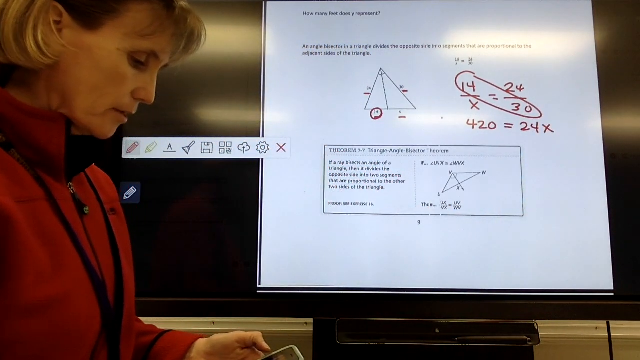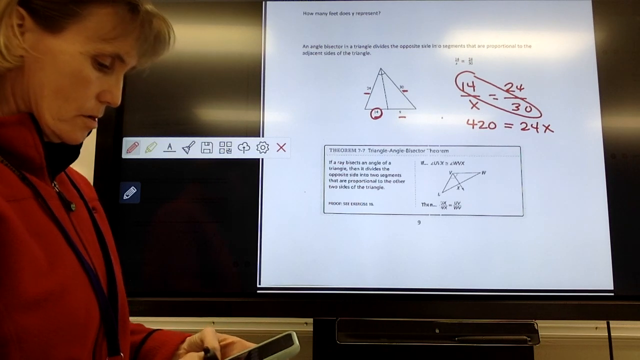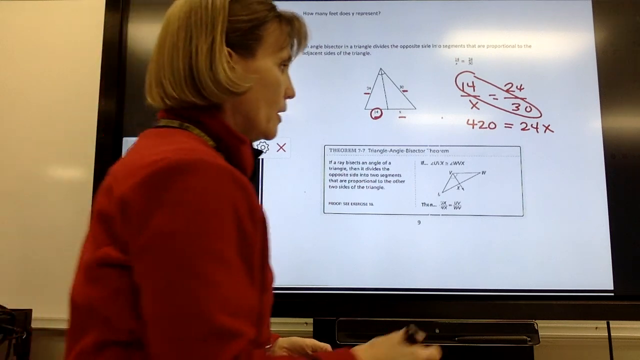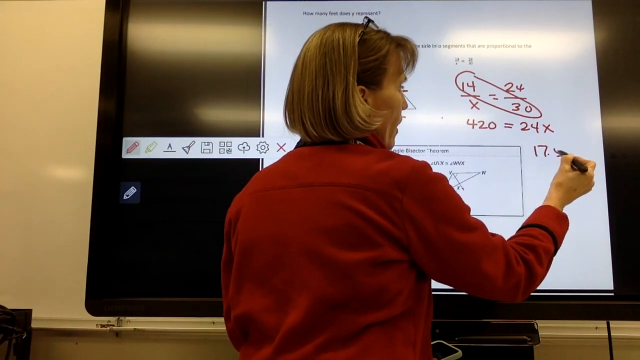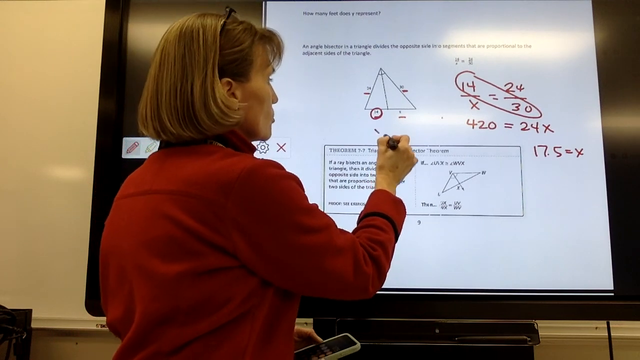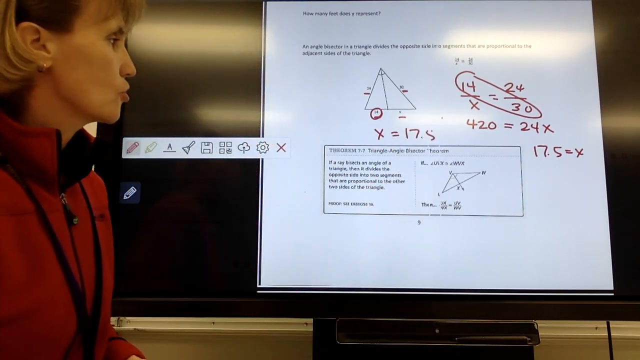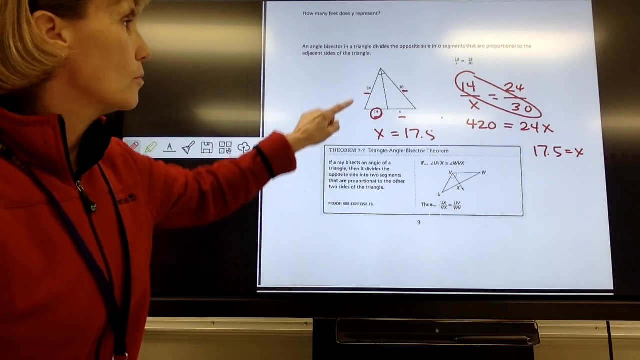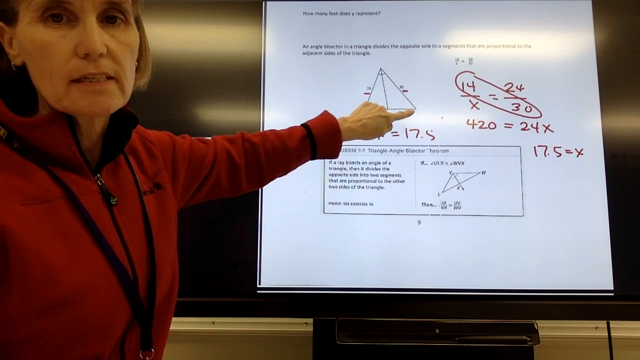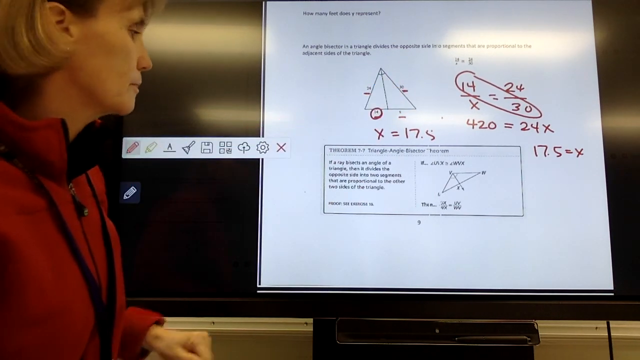Let me use my calculator again. Divided by 24, I get 17.5. And I didn't have to round that, it comes out exact. So x equals 17.5. Okay, that's your triangle angle bisector theorem. When you have an angle that's being bisected like that, it divides this side in the same proportion as these pieces of the triangle.